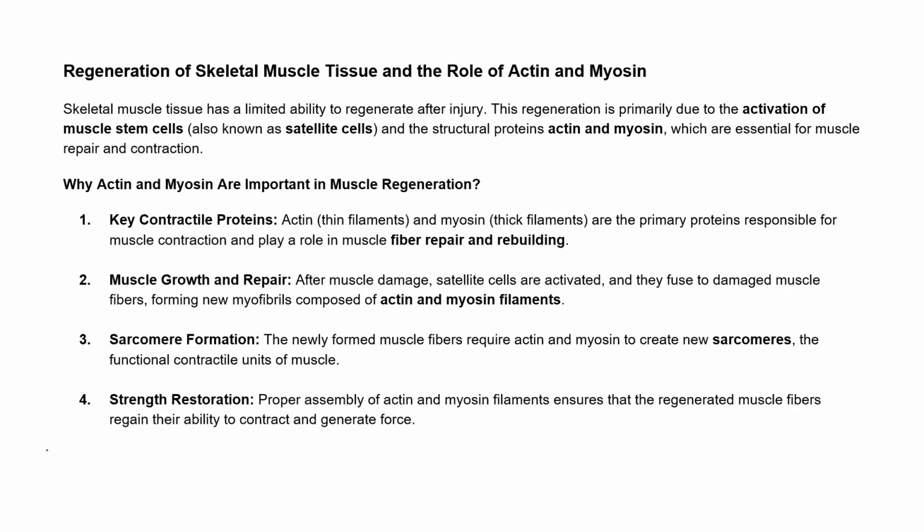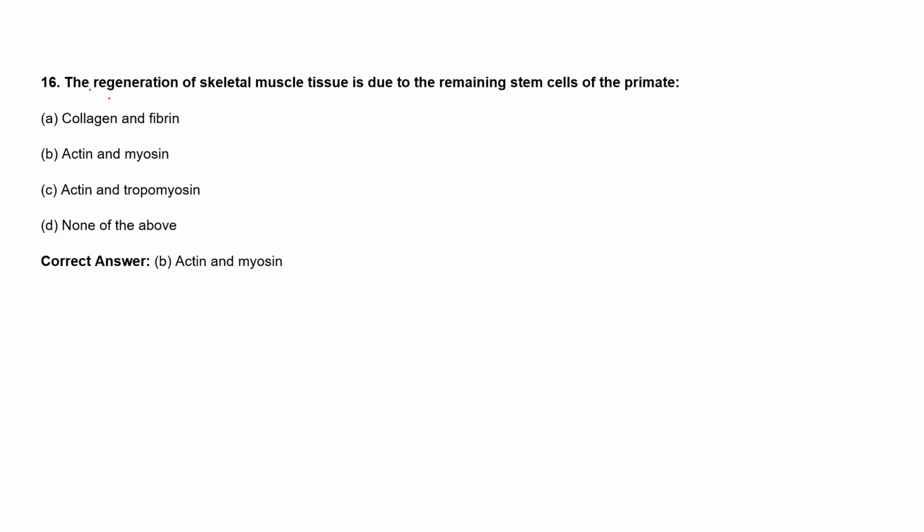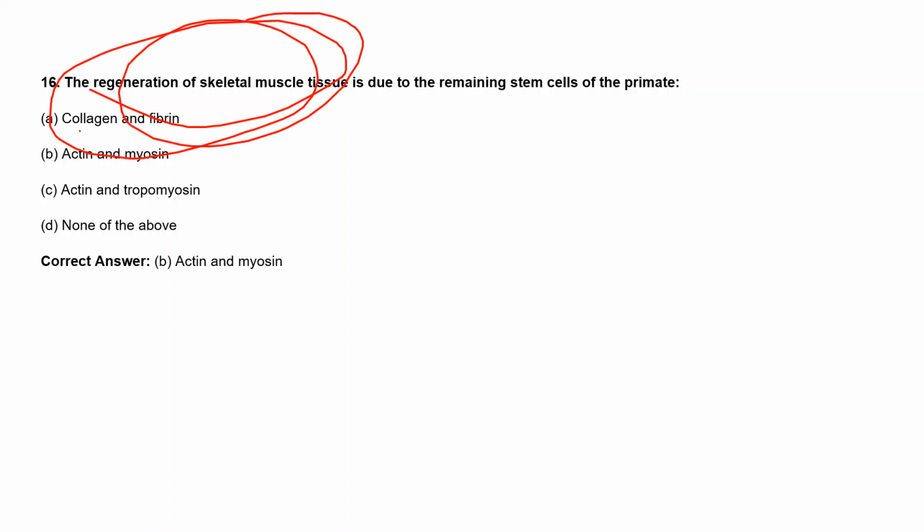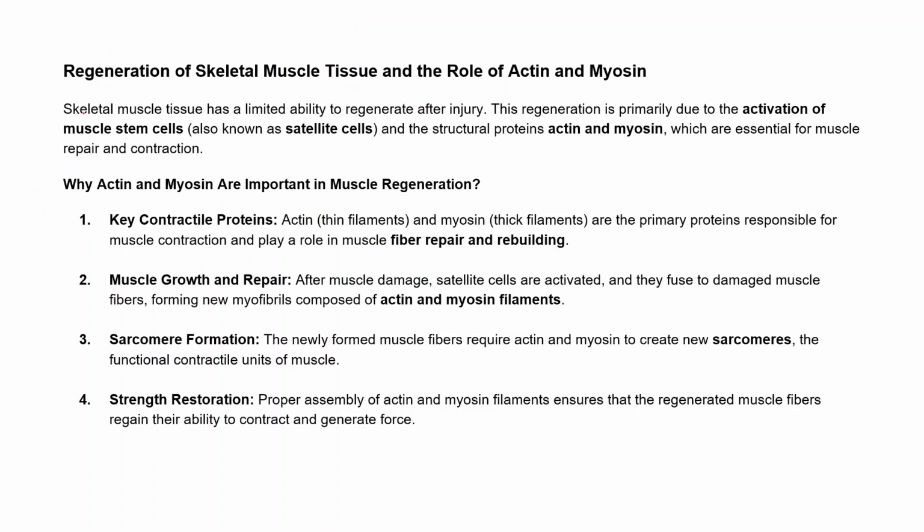So the right answer for this is actin and myosin. Let's see how the regeneration of the skeletal muscle tissue occurs and what is the role of actin and myosin. We know that the skeletal muscle tissue has a very limited ability to regenerate after any injury, and this limited ability is due to the activation of the muscle stem cells, which we also call the satellite cells.